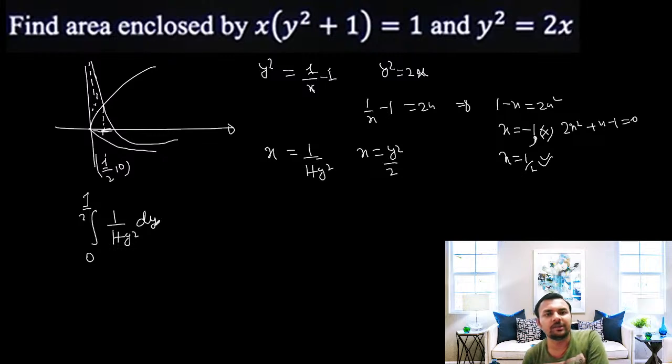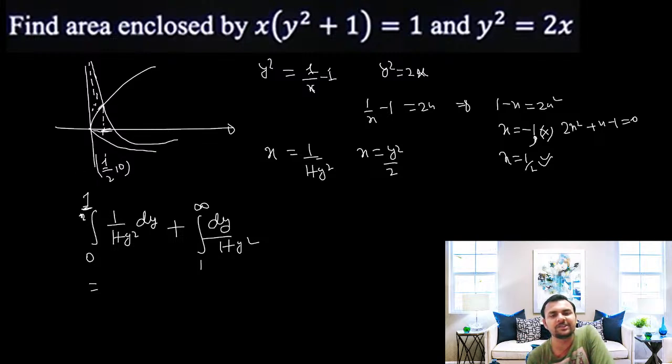Function of y, dy. So y is what? When x equal to 1 by 2, y is 1. So y goes from 1, and then 1 to infinity, dy by 1 by y square. This is y square by 2, the first function.